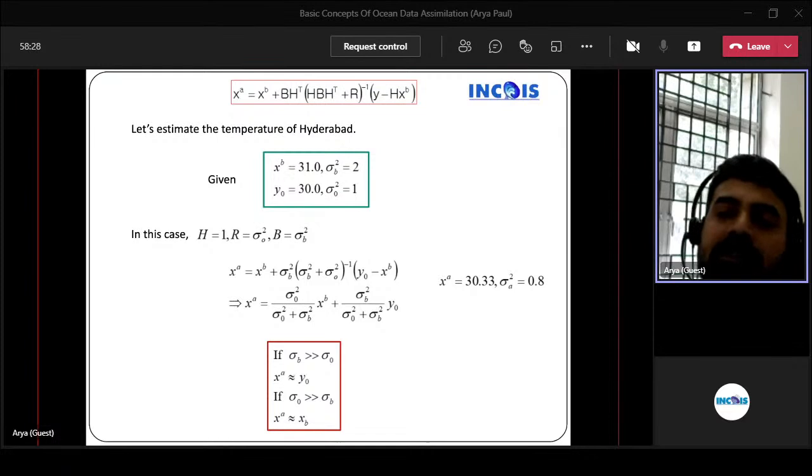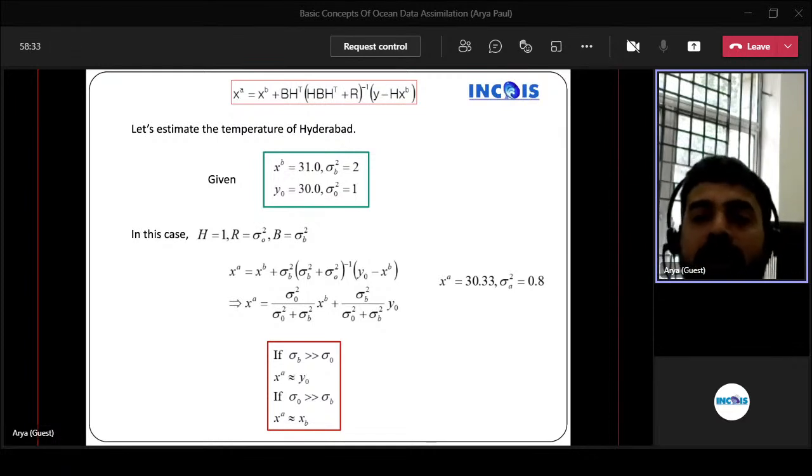So the larger this P is, the more uncertain you are about the estimate that your model is providing. A very good model will have a small P, a small error covariance. A bad model will have a large error covariance.